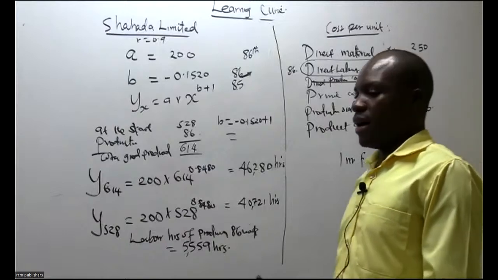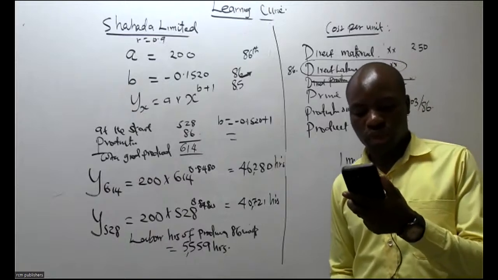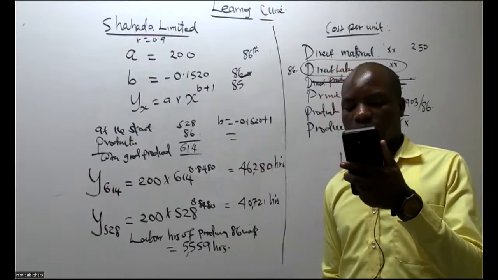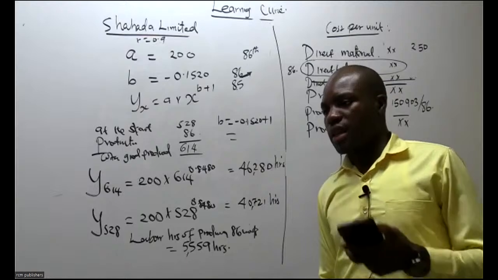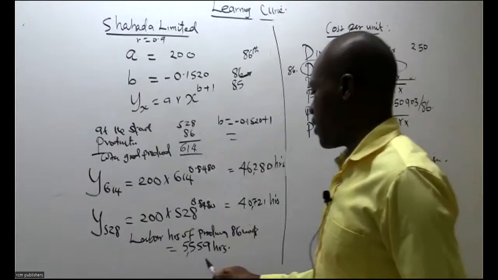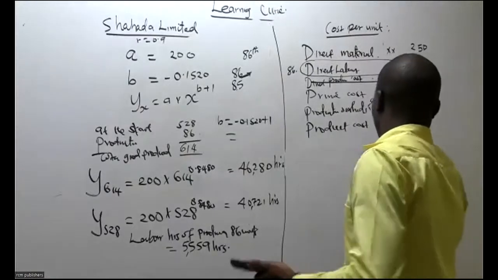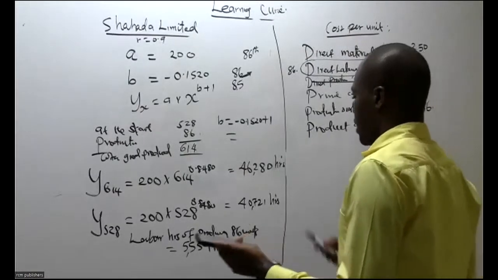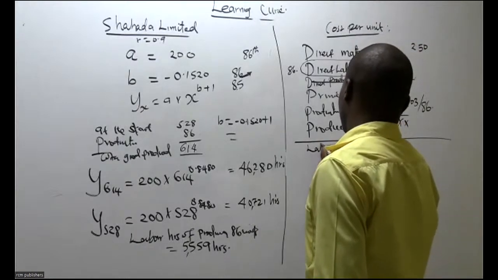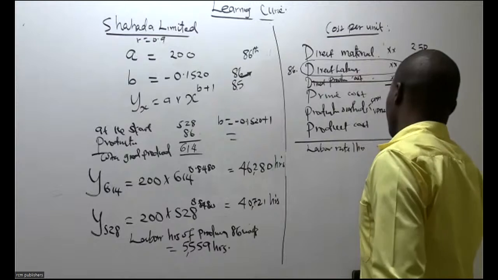Now we have 5,559 labor hours. Look at our additional information number 2. The standard labor cost per hour. The labor rate per hour, we are given there as 10 shillings.